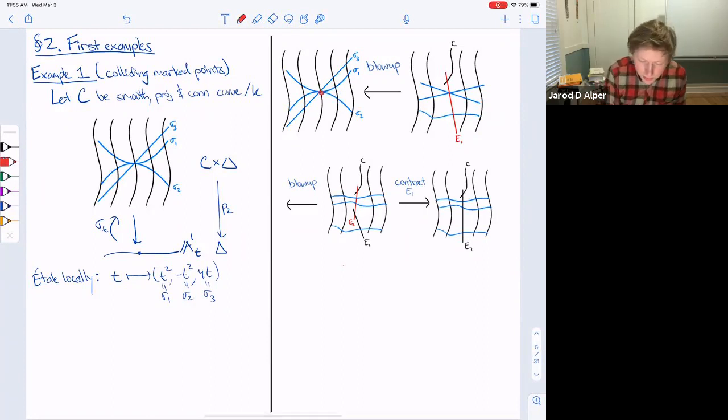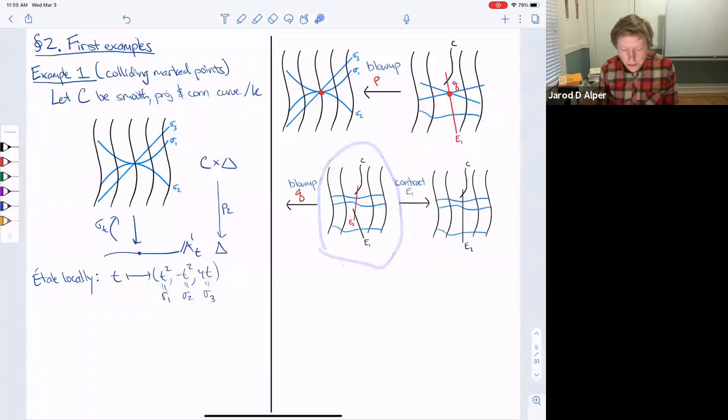So we started by blowing up this point P. So you blow up P. And now we need to blow up this point here, Q. And now what you've arranged is that all of the sections are disjoint. But the central fiber is not stable.